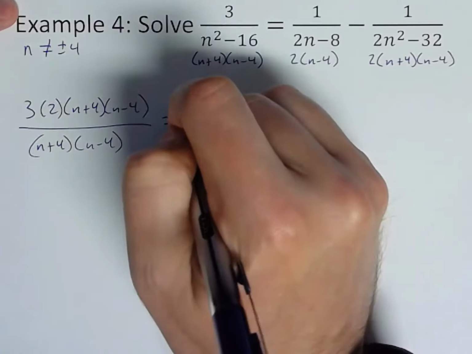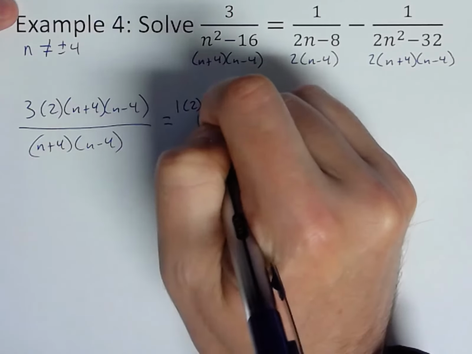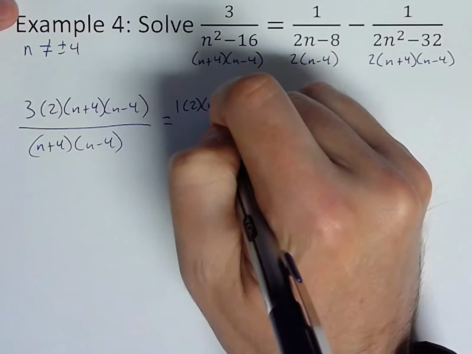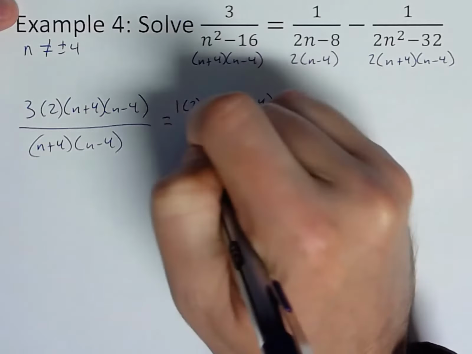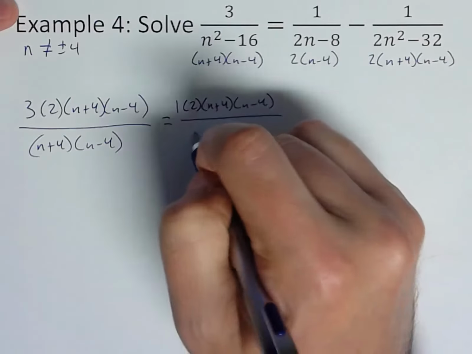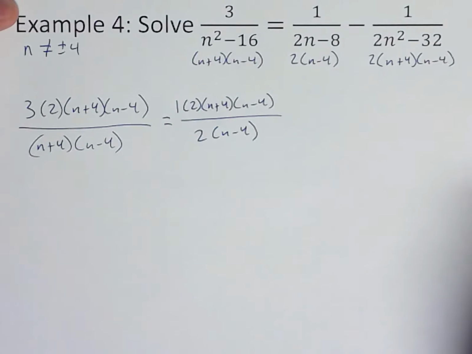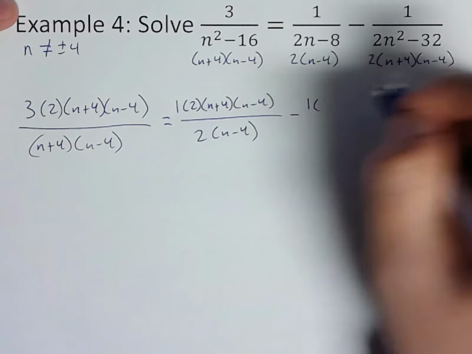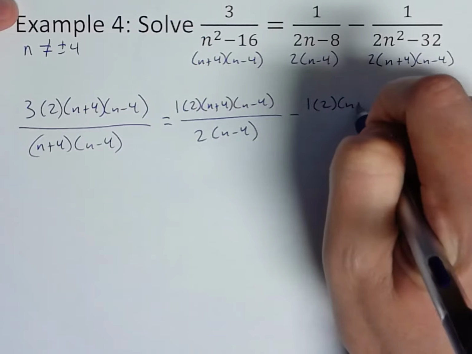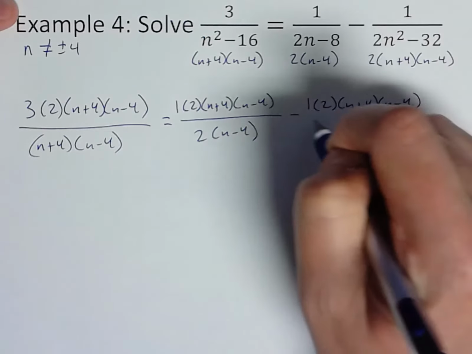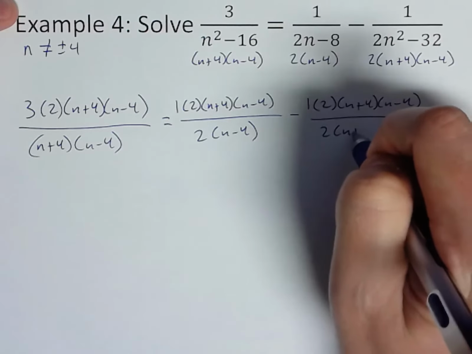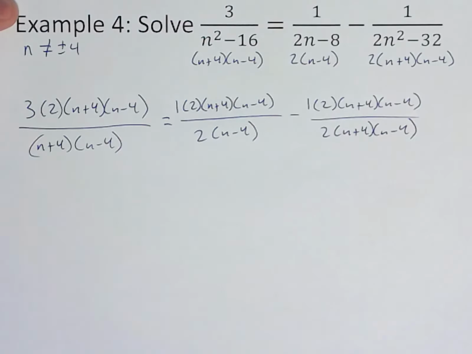So up here we've got 1 times 2. And again, I know the 1's not going to change anything. I'm just showing everything. n plus 4, n minus 4 all over 2 times n minus 4. And then one more here. So minus my 1 times this whole thing as well. So n plus 4, n minus 4. And that denominator had all of this in it, so of course it's all going to cancel. But let me show it. Woo, okay, a little bit to write that out.